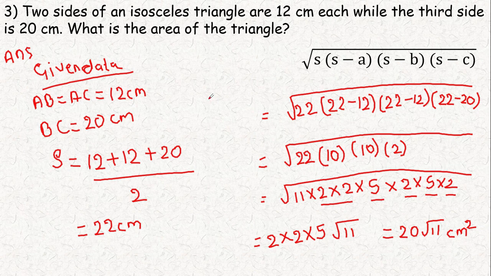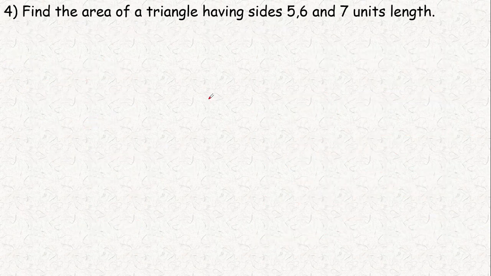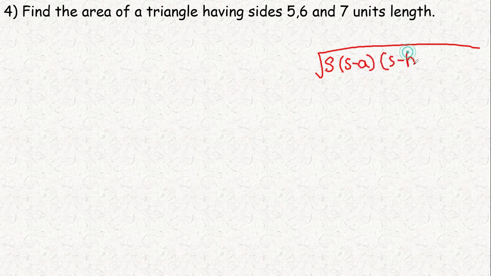Next, find the area of the triangle having sides 5, 6, 7 unit lengths. The same formula which you have to follow is root of s into s minus a into s minus b into s minus c. You can pause the video and check it yourself to solve the answer. Now let's solve this problem.